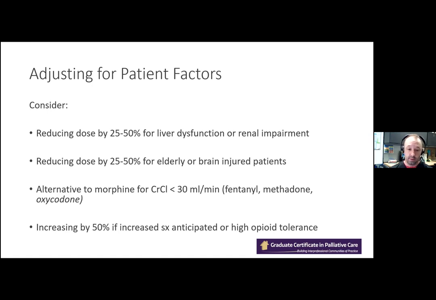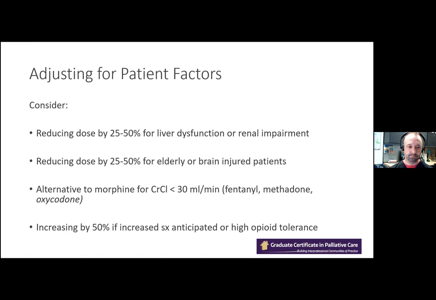There are some alternatives where that's not an issue. So hydromorphone can also have toxic metabolites, hydrocodone. The two that really aren't significantly affected by renal impairment are fentanyl and methadone. But I'd also like to call out oxycodone can be used as well in a patient who's swallowing well.